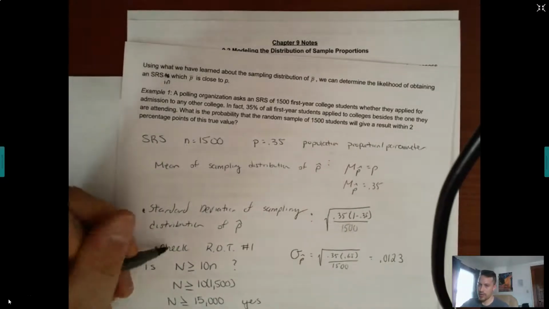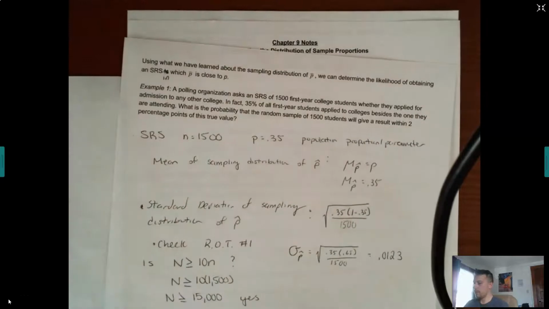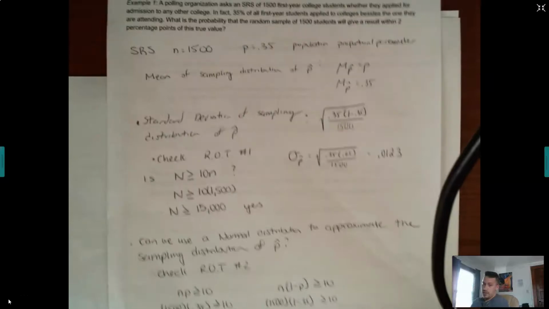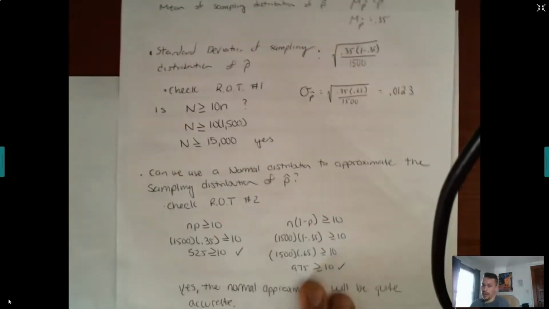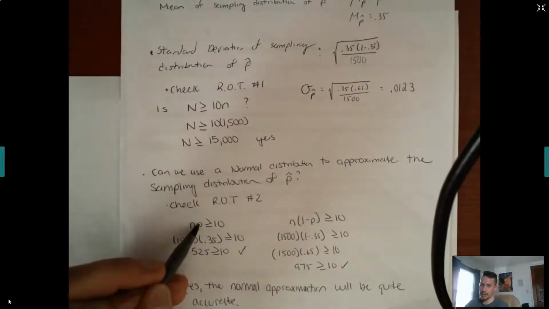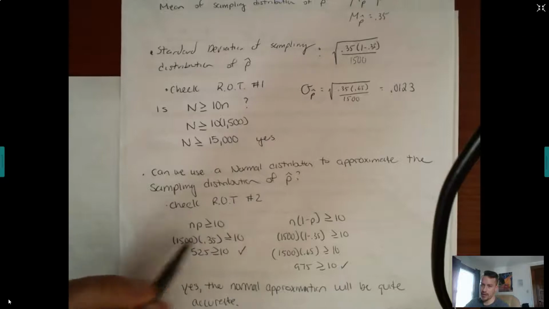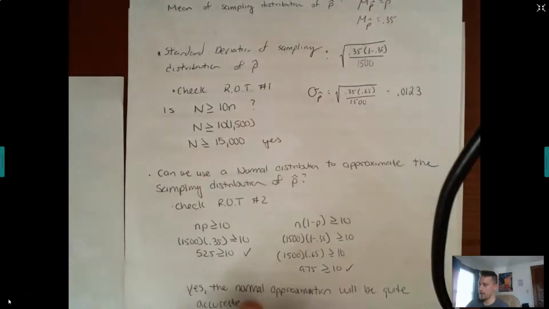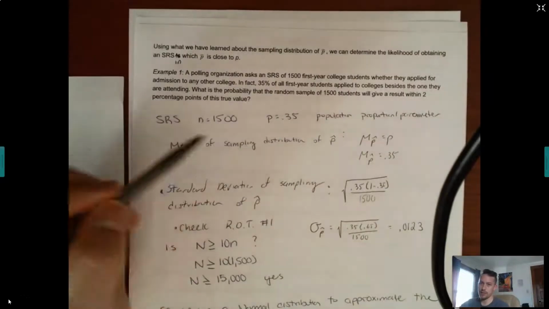Okay? We checked it using the first rule of thumb. Now we're going to check the second rule of thumb. Can we use a normal distribution to approximate the sampling distribution of p hat? That's the only way we're going to calculate these. So if this is a no, the problem's done. All right? So these are the two formulas. First, let's just look at this part. N times P needs to be greater than or equal to 10. Lowercase n, sample size is 1500, P is 0.35. Remember, this is all the stuff I was given and you should have written down already.